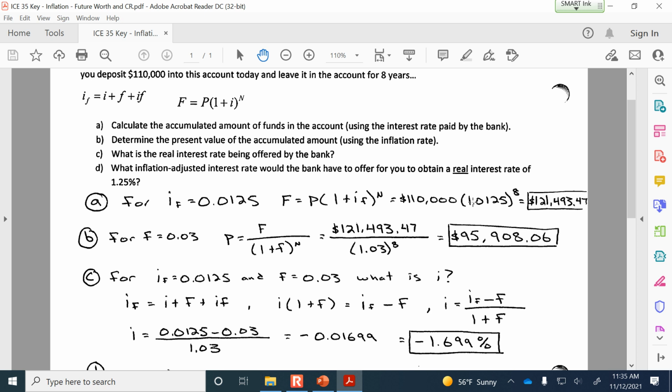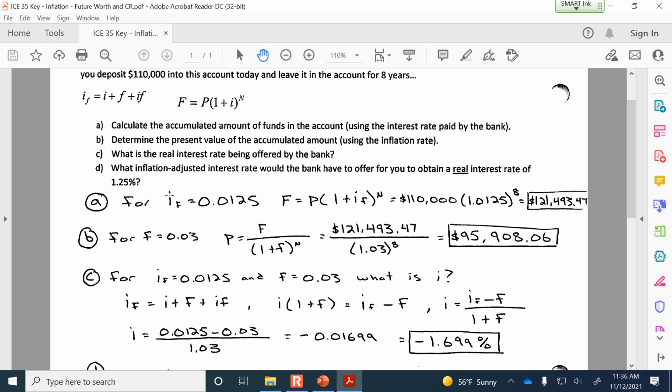All right, the last thing here: what inflation-adjusted interest rate would the bank have to offer for you to earn a real interest rate of 1.25%? So remember what I mentioned is that banks advertise the inflation-adjusted interest rate, or it's called the market interest rate. That they advertise I sub F. But what if banks told you what your real rate of return would be? That would be a really beautiful thing, right?